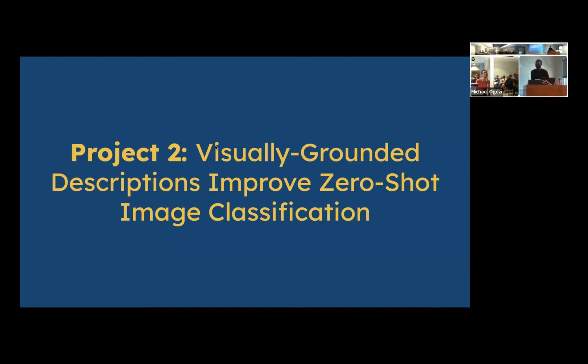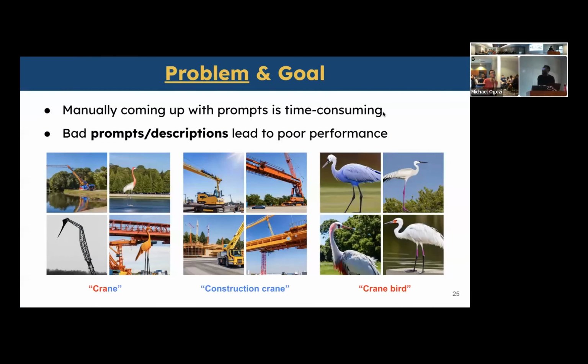So, and please feel free to interrupt me more. I'm going to talk about the second project now, and the second project is visually grounded descriptions improve zero-shot image classification. And these visually grounded descriptions are generated with a language model as well. So moving to the problem. Manually coming up with prompts is really time consuming, and bad prompts or descriptions lead to poor performance.